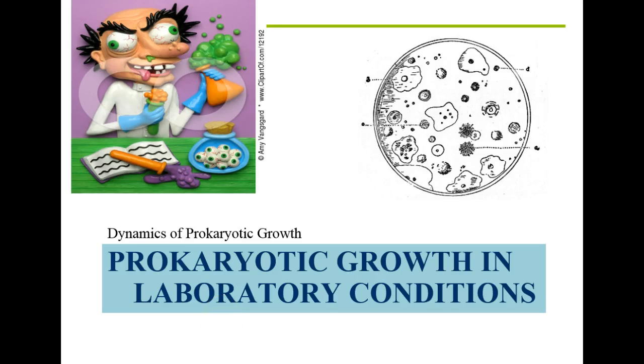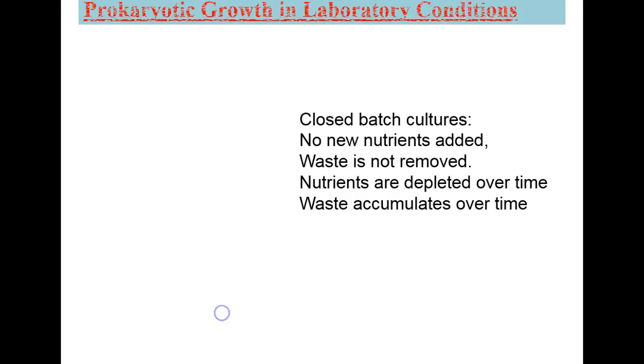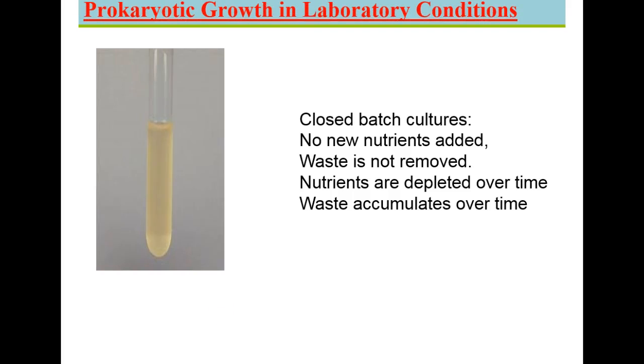This section of Chapter 4 will explore bacterial growth in laboratory conditions. In most laboratories, including ours, bacteria are grown in nutrient broth test tubes or in nutrient agar plates. This is what we call a closed culture or a closed batch culture. In a closed batch culture, the medium is inoculated with the bacteria and the medium is then incubated.